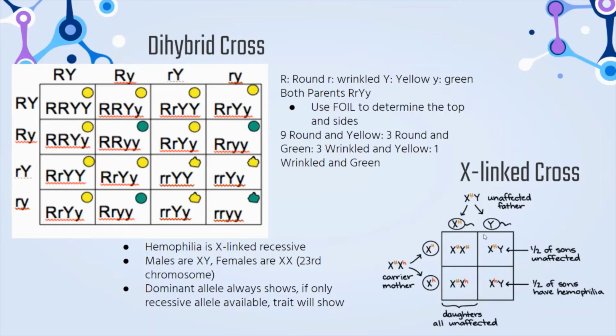And this diagram will show a father that is unaffected because hemophilia is recessive, whereas a mother will carry the trait, being heterozygous. And from this cross, we will see that the dominant allele will always show if it's present. However, if there's a recessive allele available, the trait will show, unless the dominant allele trumps it.